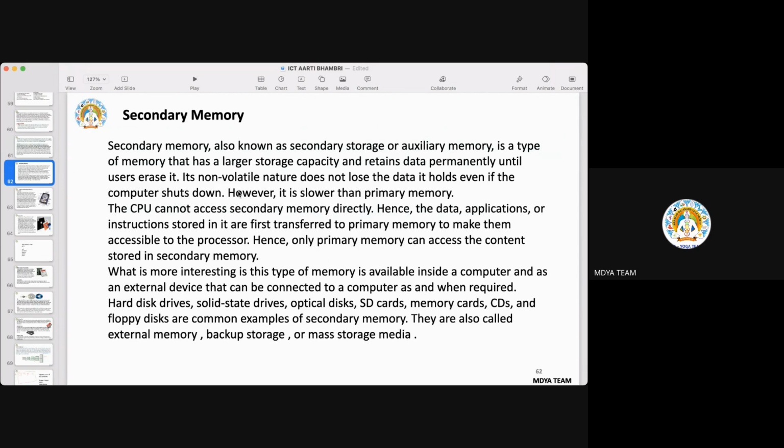You are providing it externally to retain your data permanently, until you want to erase it. So it's again of a non-volatile nature. It's a sort of permanent nature, unless the data gets corrupted if it is poorly handled. Otherwise, the data stored in this secondary memory will remain.